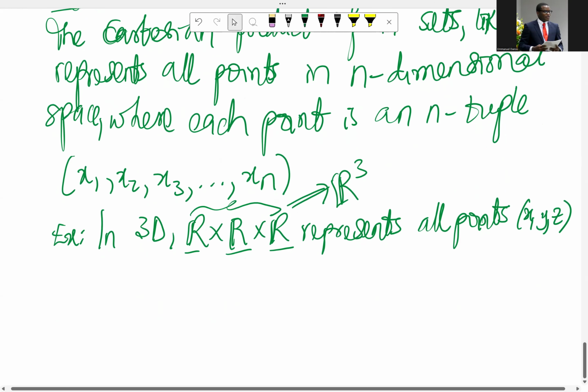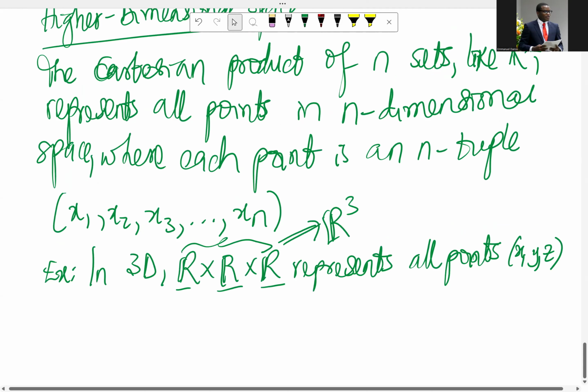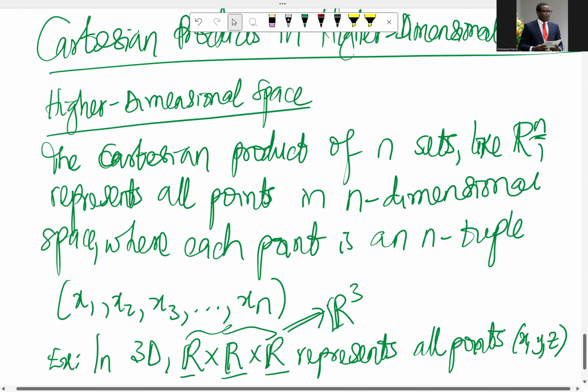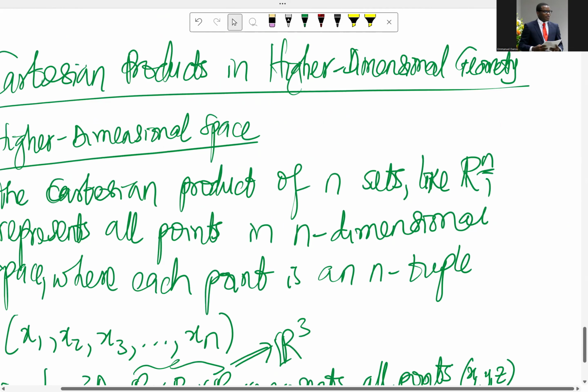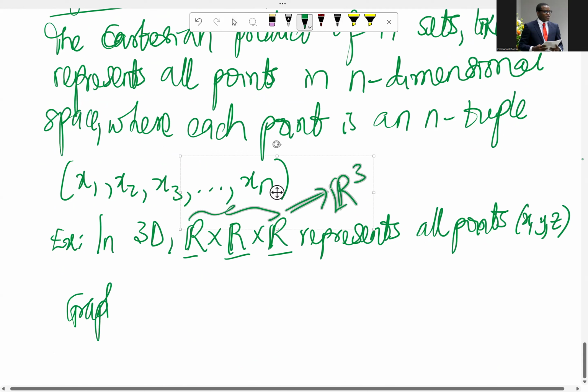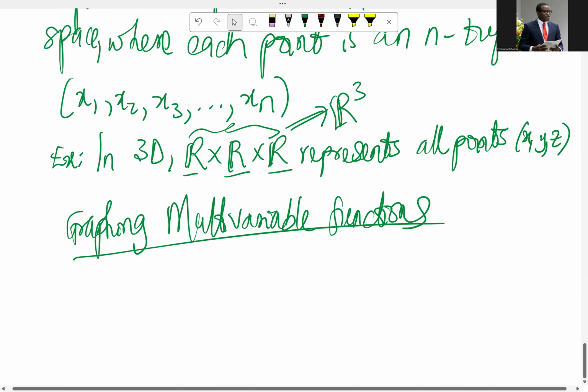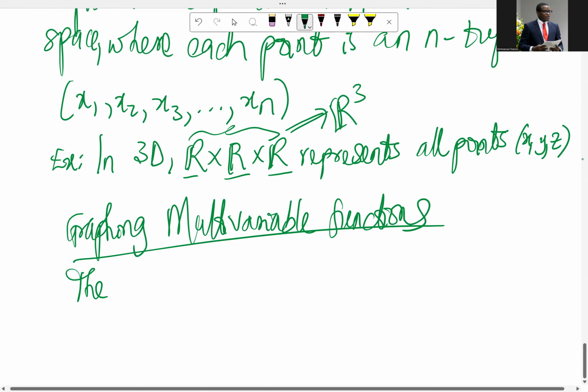Okay. Now let's talk about graphing multivariable functions, still under the Cartesian product in higher dimensional geometry. So what does the graphing look like? Here, they say that the graph, it doesn't mean we are going to plot a graph actually.